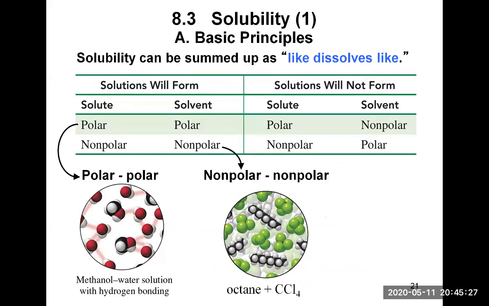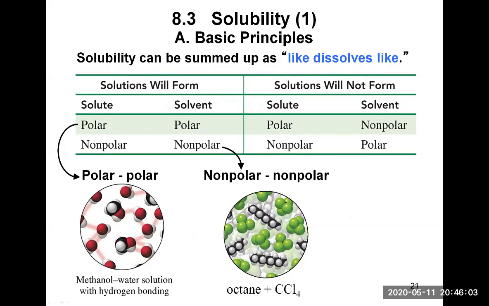So, some more basic principles about solubility. One basic rule that you should always remember is that solubility can be summed up as "like dissolves like." What it means is that substances with like properties will dissolve each other. And the property that matters the most here is polarity. And so solutions that are alike will be soluble together.